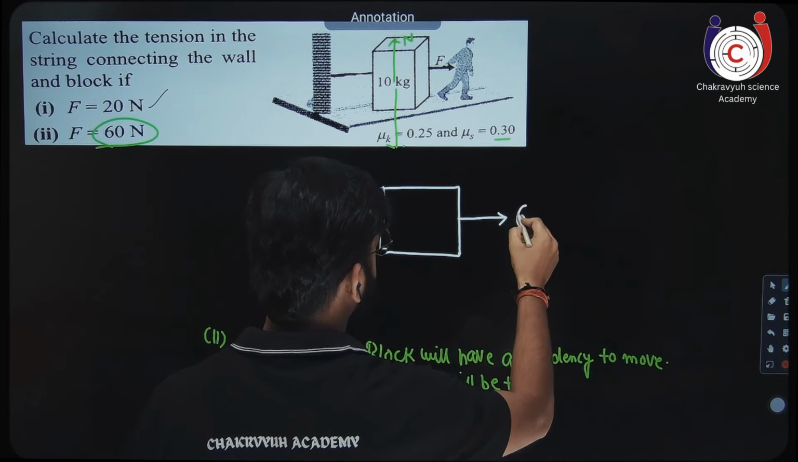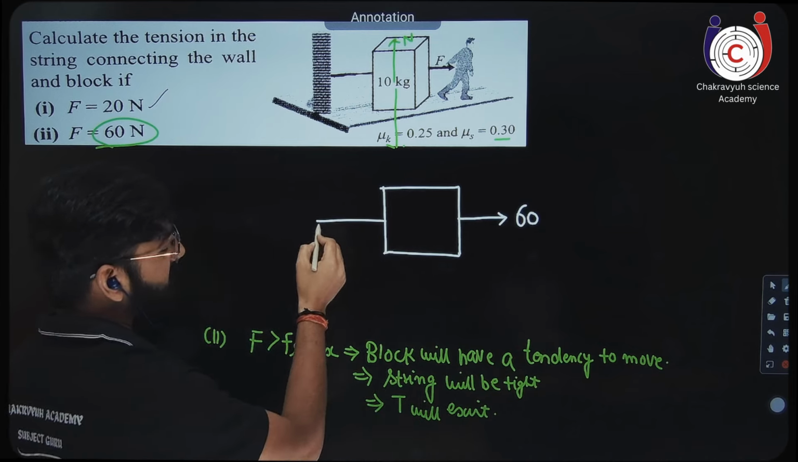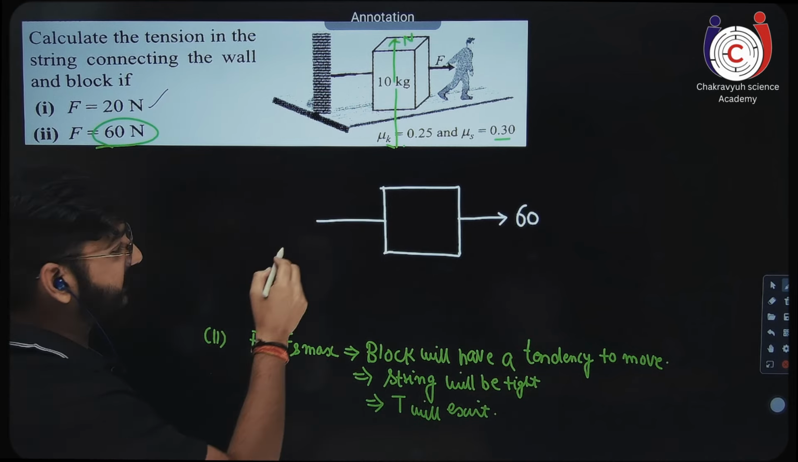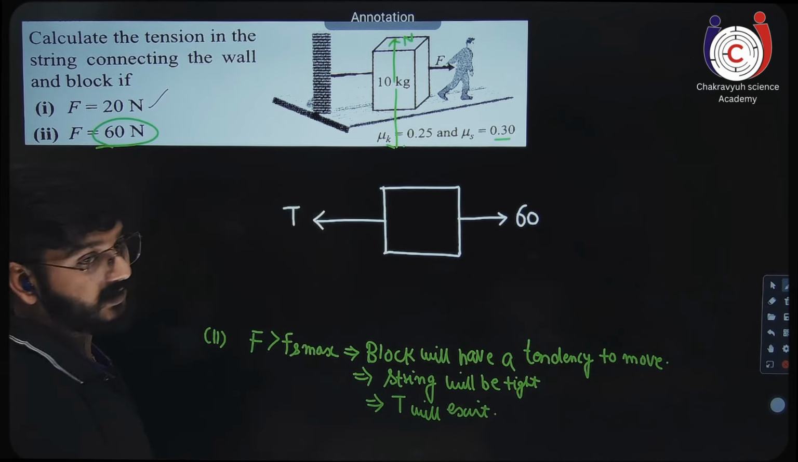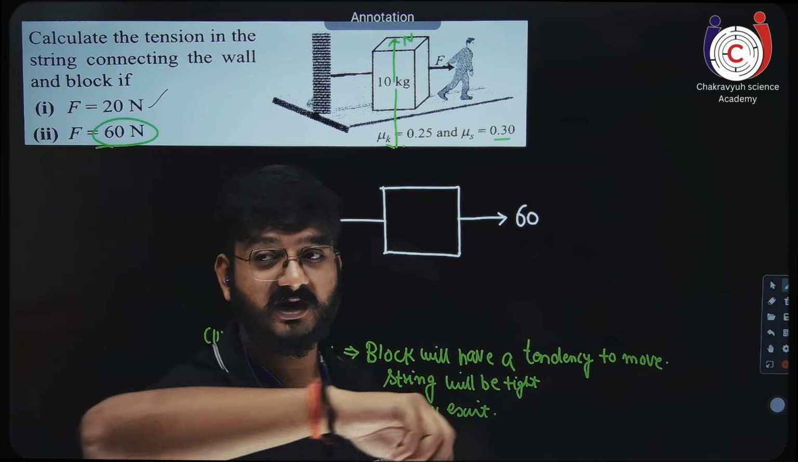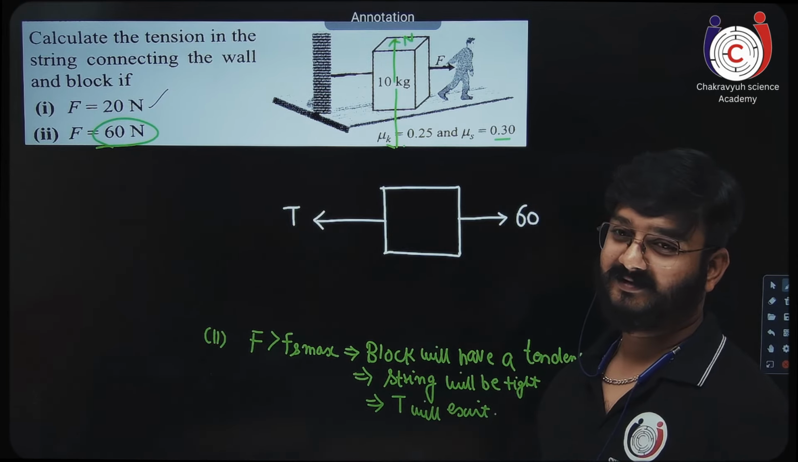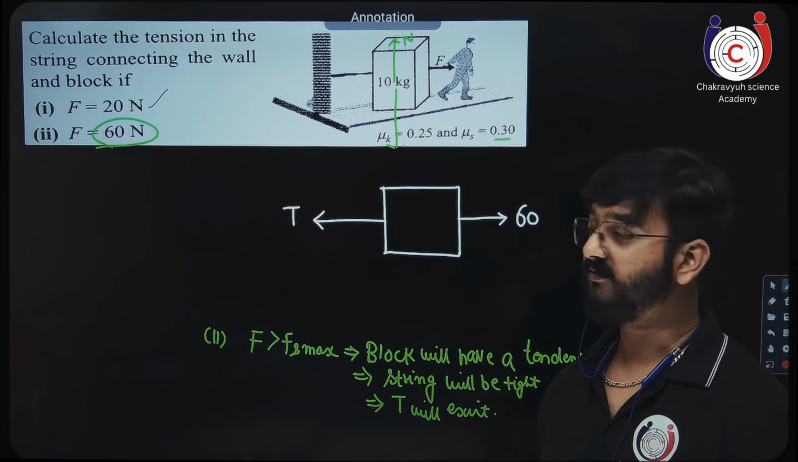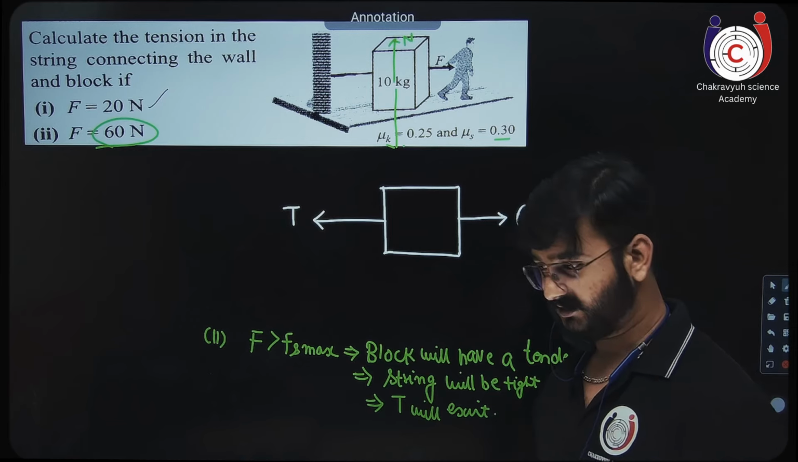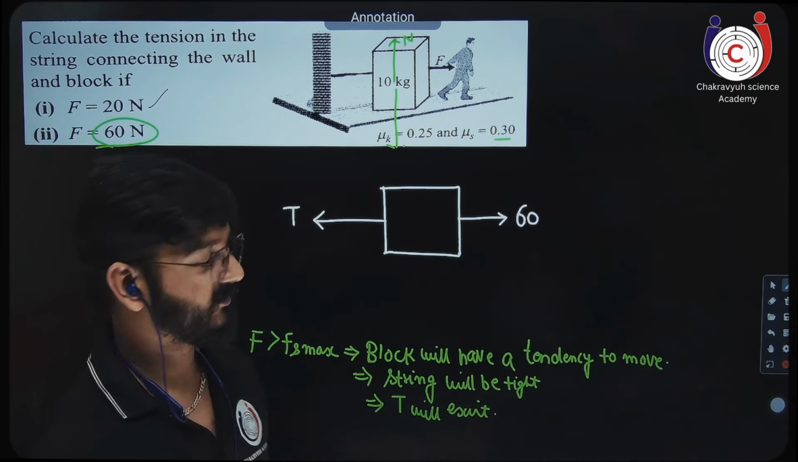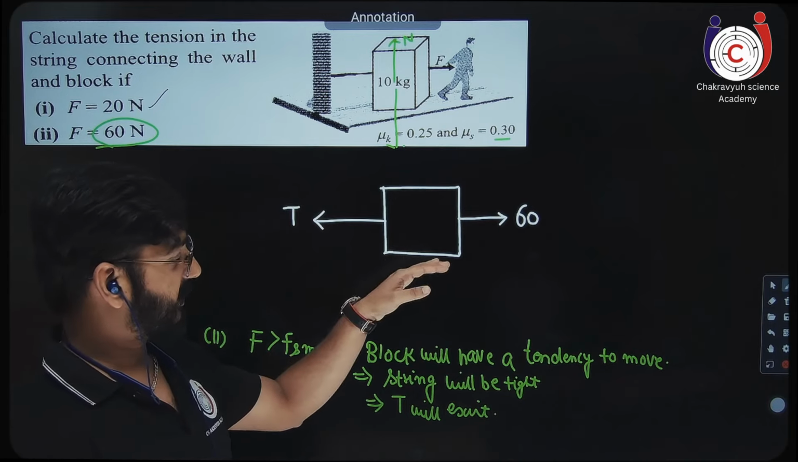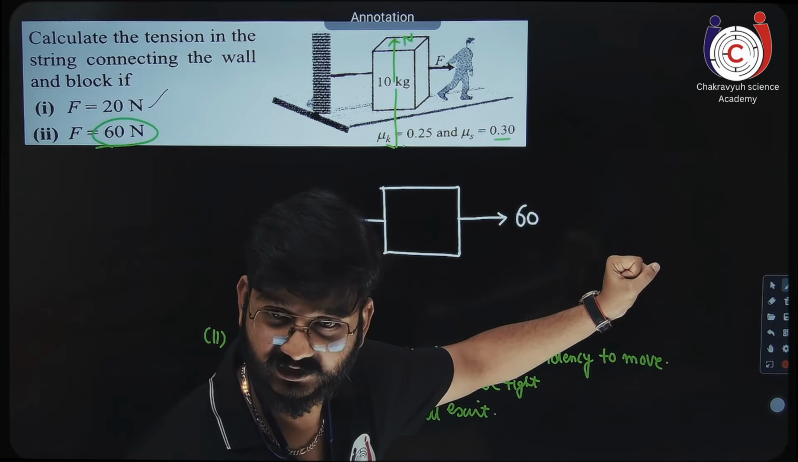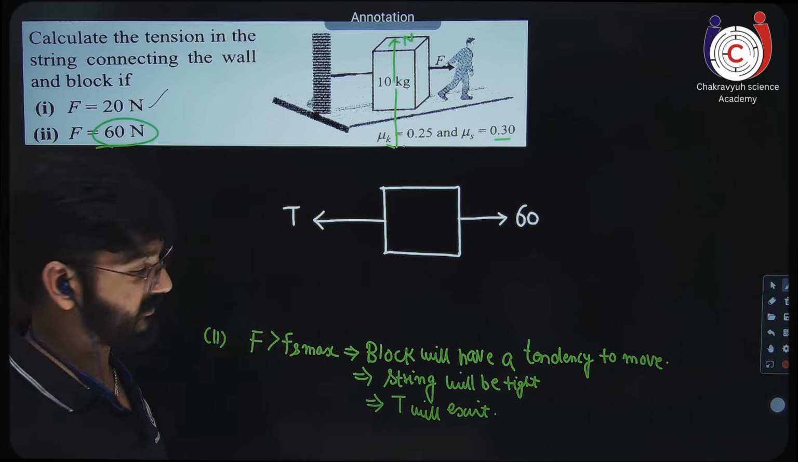Let me check this. So the force is 60. Tension is always away from the object, pulling. Will tension be left or right? Left. Now tell me the direction of friction. Same direction as T? Why? Sir, opposite, it's away from the force. Correct, very good. So I know it is not moving, but it has a tendency to move towards the right. The friction will be to the left.